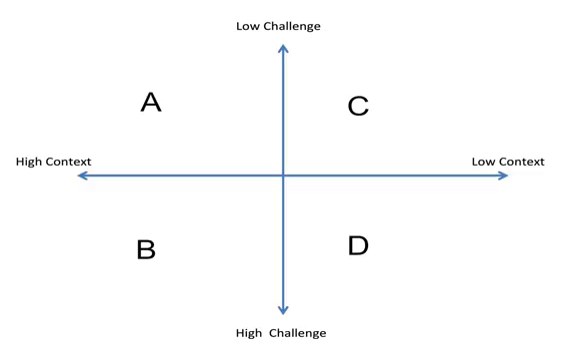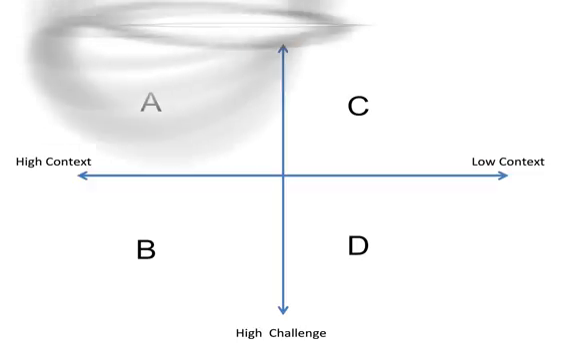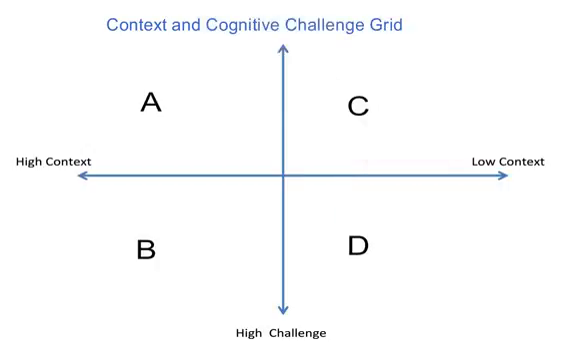When you put these two continuums together, you get the context and cognitive challenge grid. Most classroom tasks will fall somewhere in one of these quadrants, in terms of how cognitively challenging they are and how much support or context is offered.